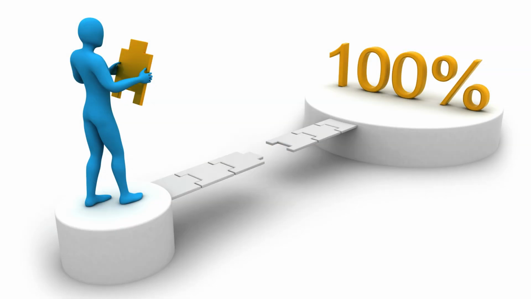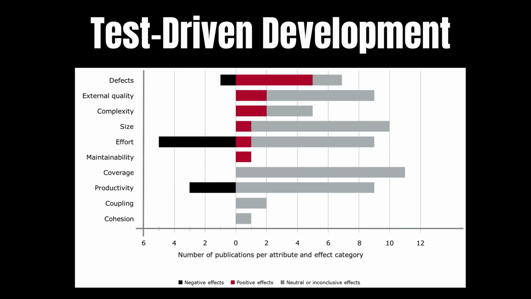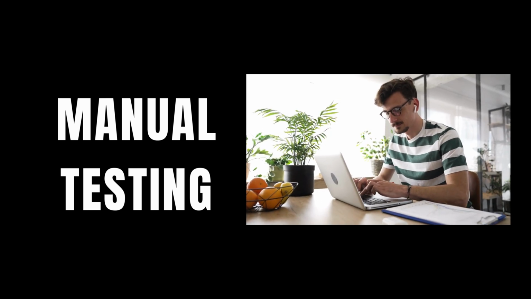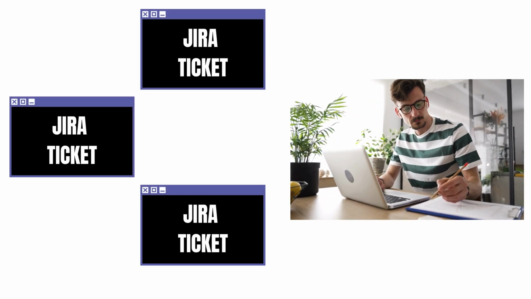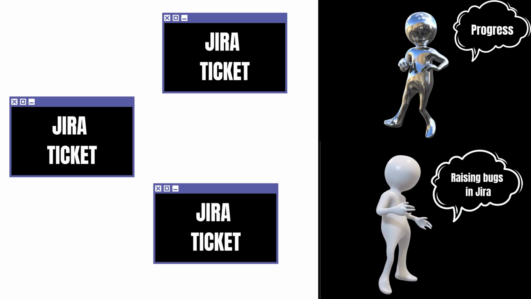But no one can build an app 100% accurate. To solve this, test-driven development helps reduce defects and improve maintainability, though it does require effort. One option is manual testing, where humans click every button, check functionality, and log Jira tickets. But that's not efficient for large-scale applications.